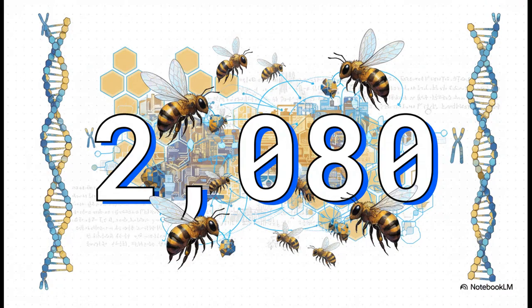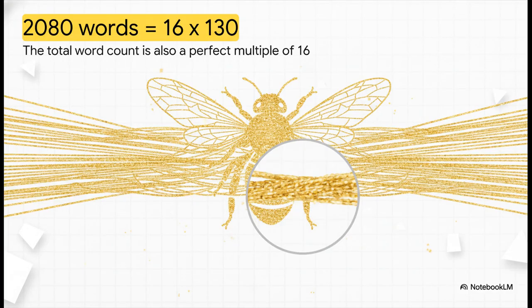Okay, so the verses line up. Let's go another level deeper. What about the total number of words in the entire chapter? According to the source, that number is 2,080. And you might be guessing where this is going. Just like the verses, the total word count is also a perfect multiple of 16. 2080 is exactly 16 times 130. So far, we've got the chapter number, the verse count, and the word count all revolving around this number 16.